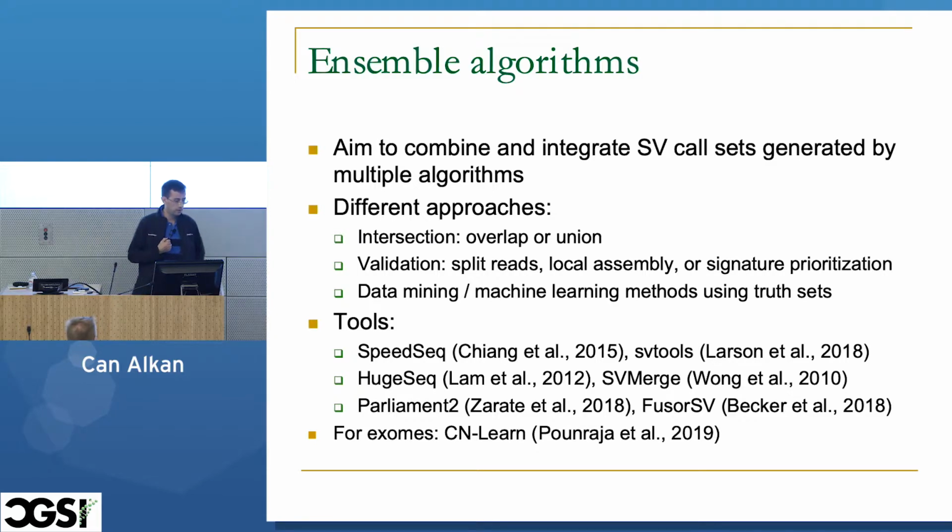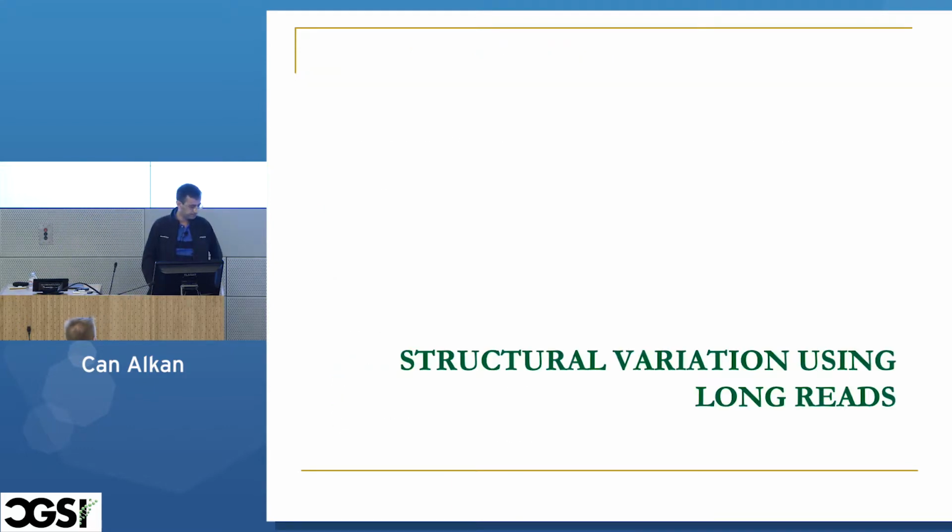Some of the tools for this are SpeedSeq, SV tools, HugeSeq, SVMerge, Parliament2 and FusorSV. For exomes, there is a newer method called CNLearn from Santhosh Girirajan's group at Pennsylvania State University. So this is the short read part. Again, you want to use multiple signatures and different callers. Mike Schatz also said this: do not use just one caller, use multiple of them, and then try to merge those calls using one of those ensemble algorithms.